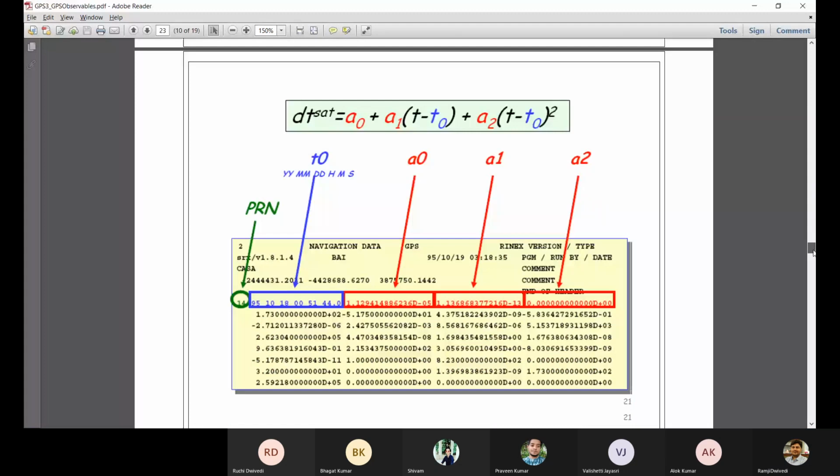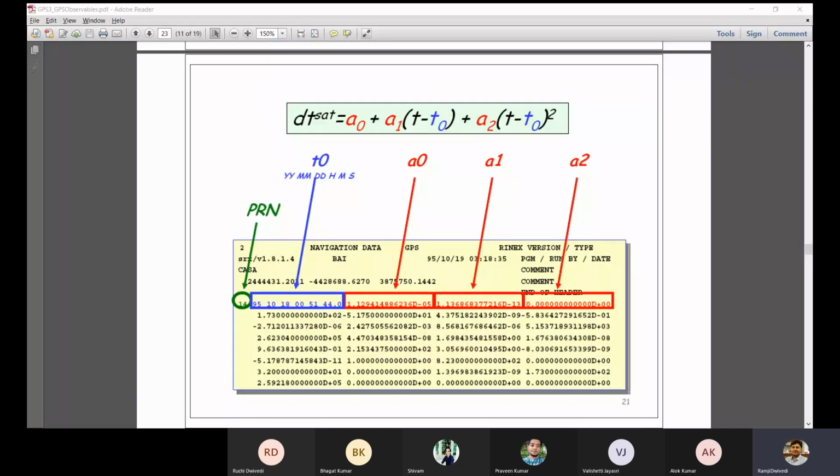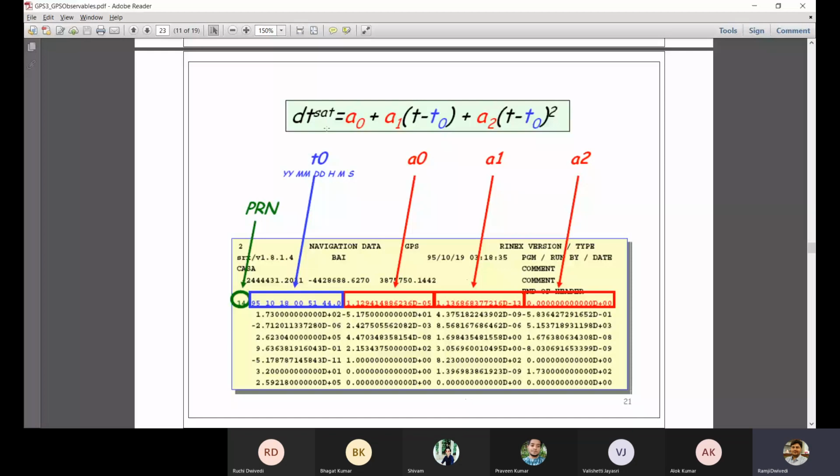You see here in this particular slide, dt sat is equal to a naught plus a1 (t minus t naught) plus a2 (t minus t naught) square. That means if you have to compute the satellite clock error, which is the offset of the satellite clock with respect to GPS time, you can compute it, but you need to solve this equation using a naught, a1 and a2. This is a very important concept that you need to understand: the GPS navigation file itself tells you that you need the a naught, a1, a2 parameters.